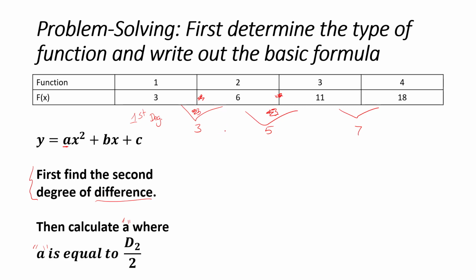In order to determine the second degree of difference, we want to find the difference of the difference. So, the difference of 5 and 3 gives me 2. The difference of 5 and 7 gives me 2. Now we've got a common difference, or what we identify as the second degree of difference.